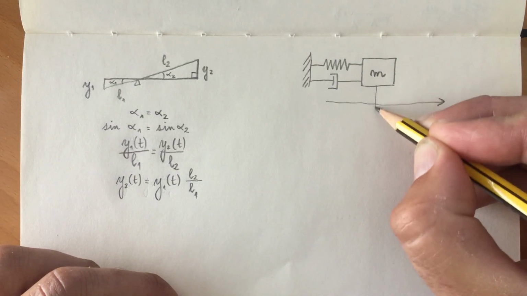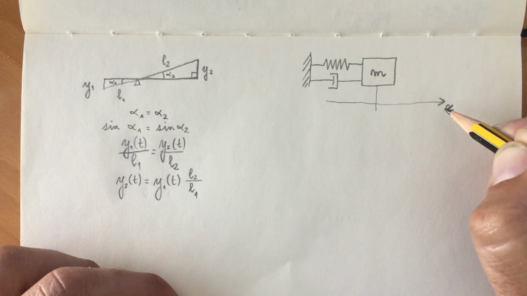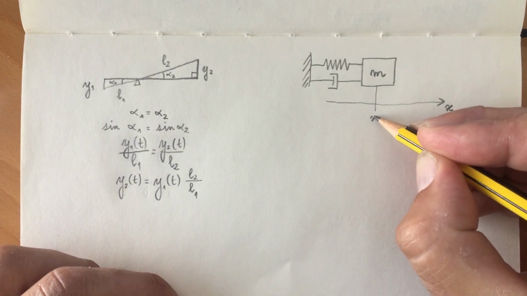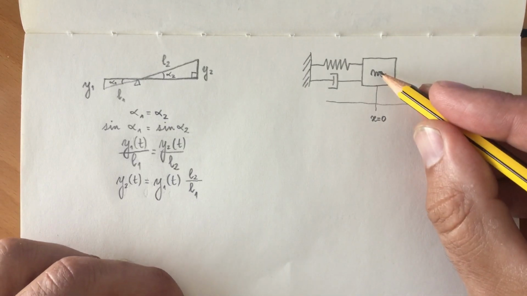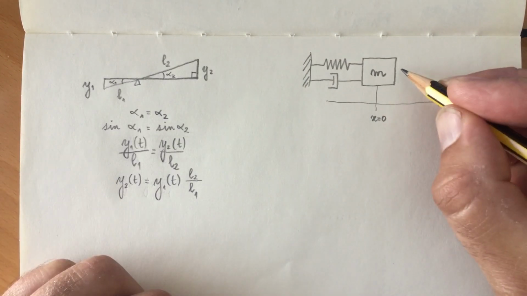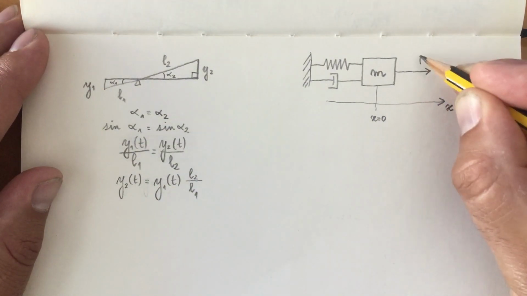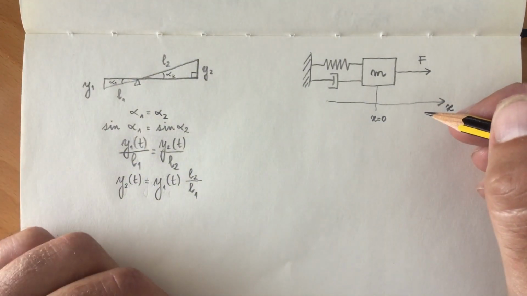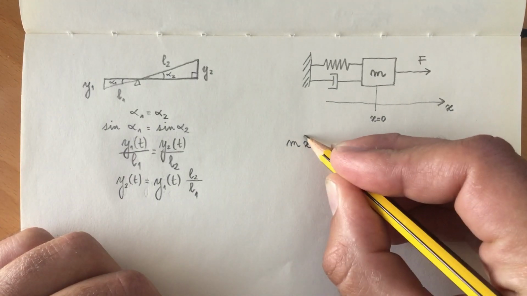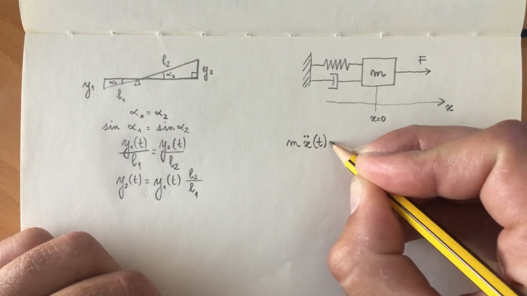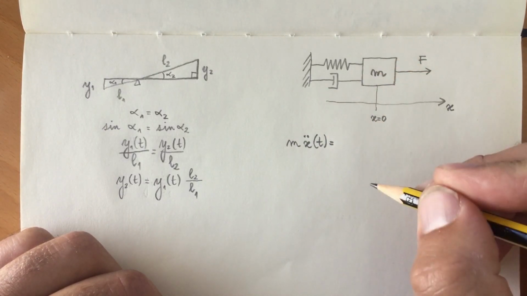Let x be the horizontal position of the mass, and let x equal to 0 be a position such that the mass is in repose. Let there be a force F acting on the mass. We know by Newton's law that mass times acceleration is equal to the sum of the forces applied on this mass.